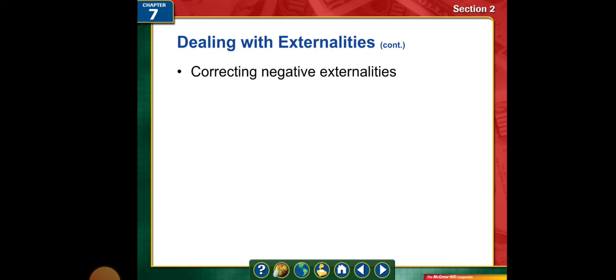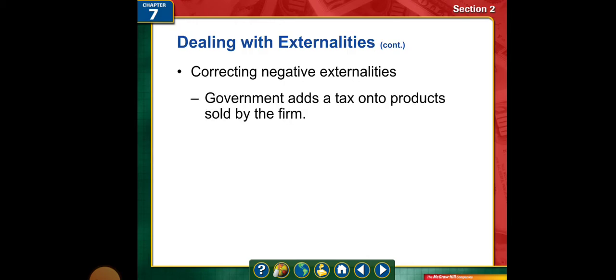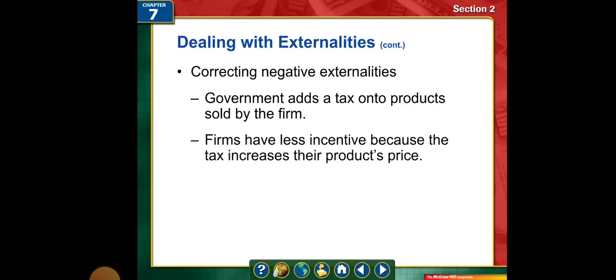So I have to correct the negative externalities. What will be done, or what has been done? The government intervened. The government adds a tax on products sold by the firm. So firms have less incentive because the tax increases the product's price, of course. So the higher prices reduce the quantity demanded, of course.